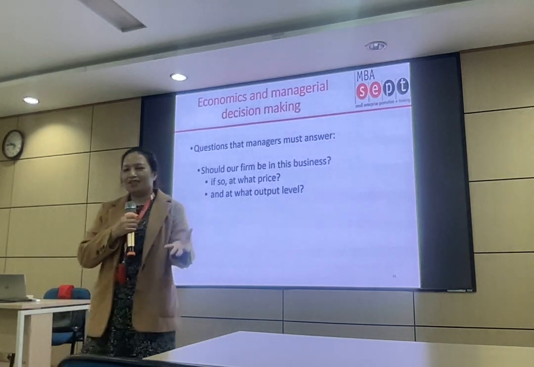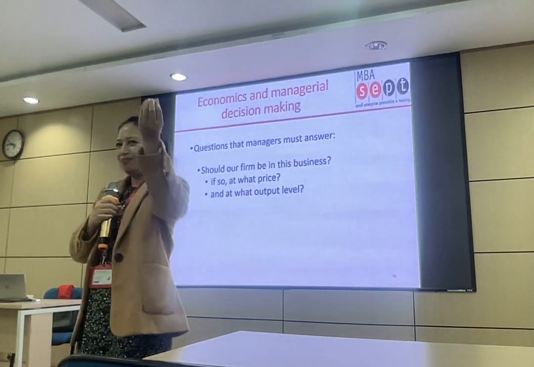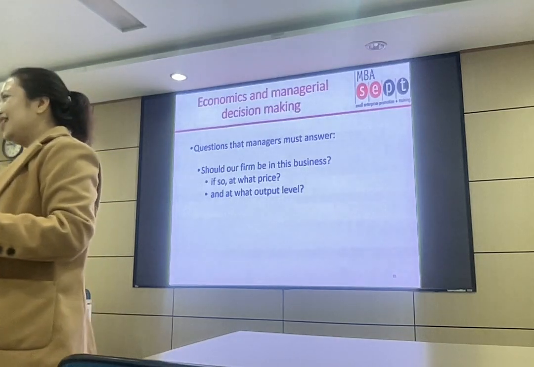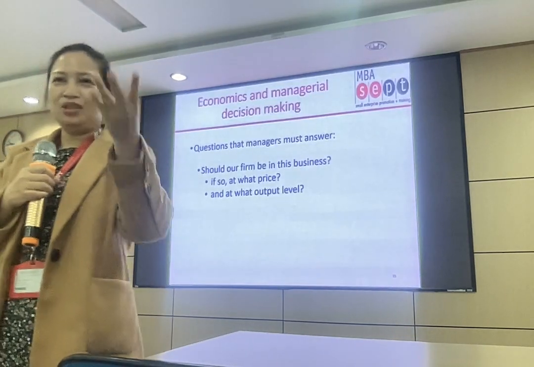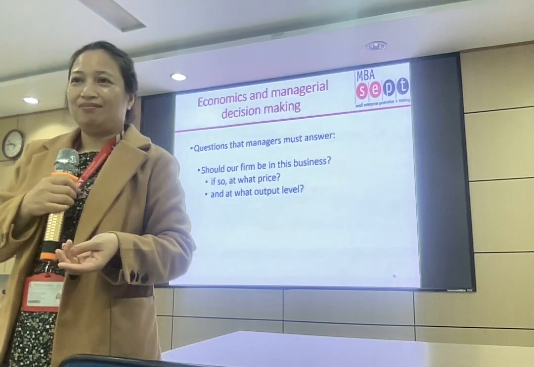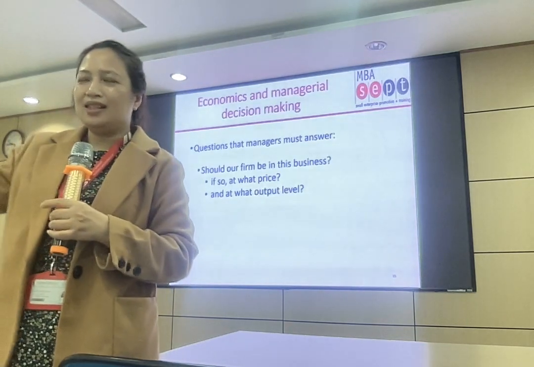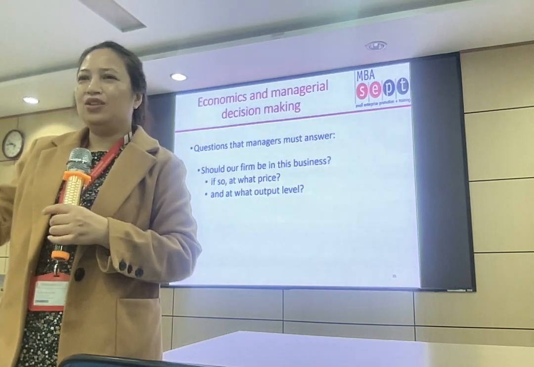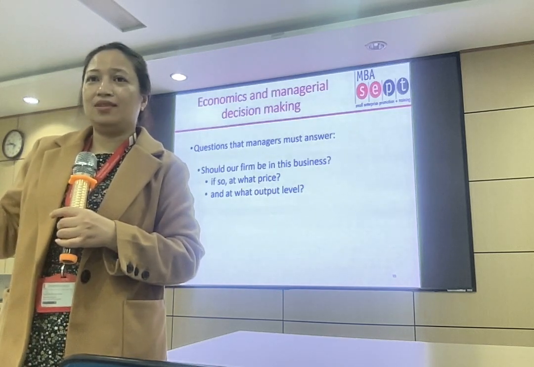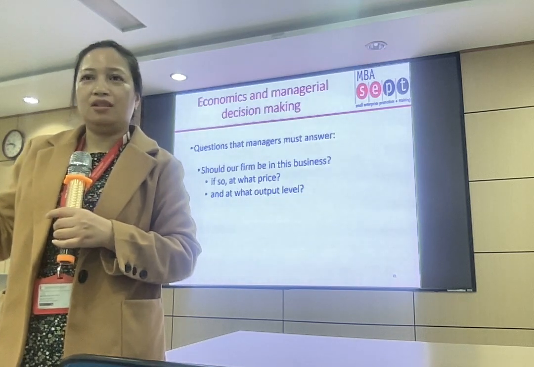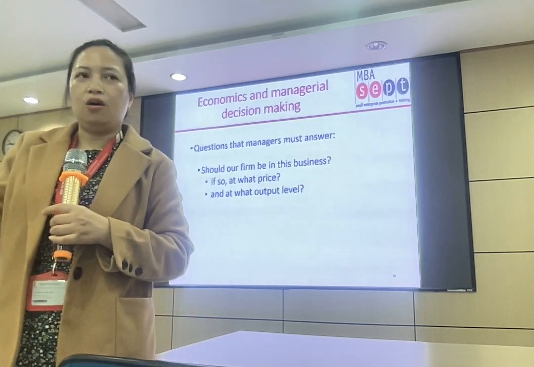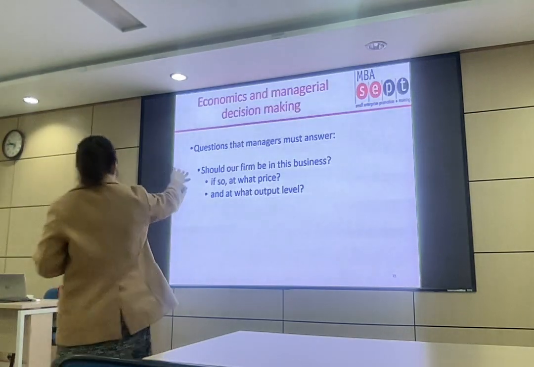After analyzing the opportunities and the threats, have you heard about the SWOT matrix? Yes, SWOT matrix. So we have opportunity, we have threat, we have strength, and we have weakness. First, about the economic conditions, we mainly refer to opportunities and threats, just to know about the external environment. But then, when your firm decides whether to go into the market or not, you have to focus on that kind of question.